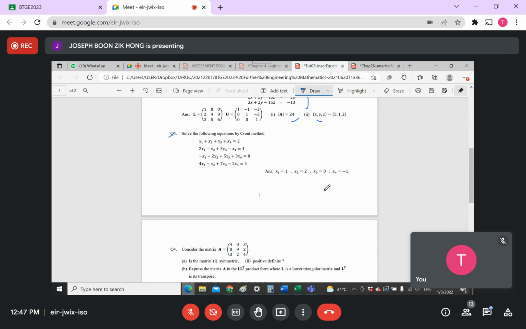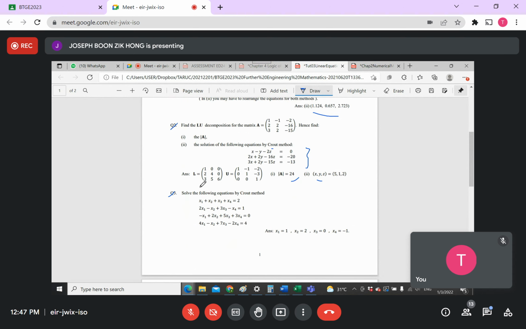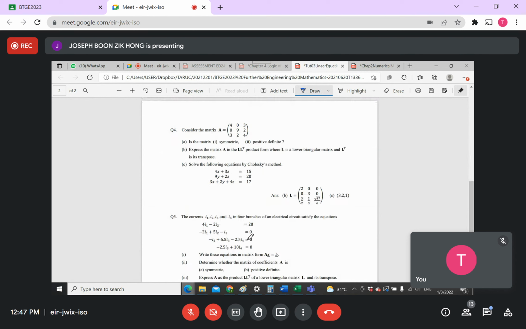Sorry, question 3 is by using the Crout method, which is LU decomposition. This one I left it to you. This one I don't want to do. Okay, question 3 I left it to you. Now you do the question 4.